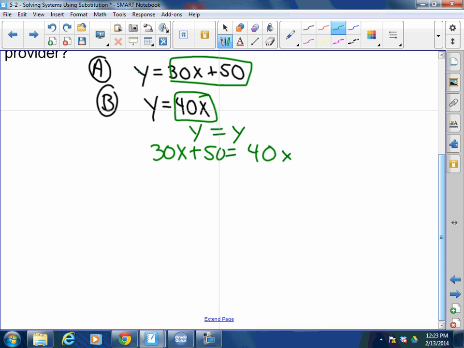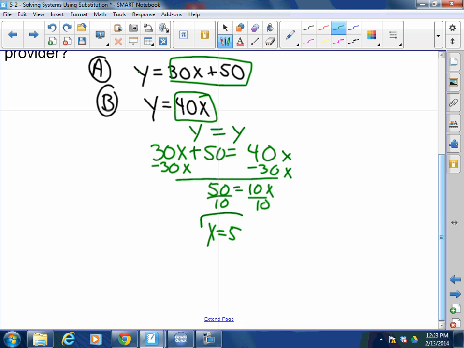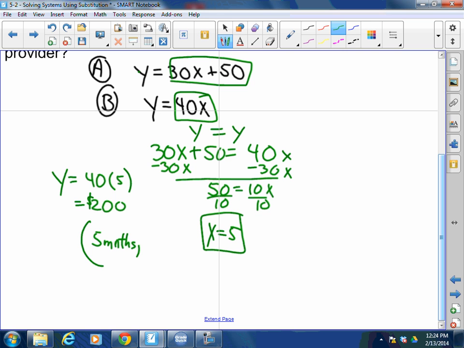And that's 50. So subtract 30x from both sides. 50 equals 10x. Divide by 10. X equals 5. Okay, remember, X is time. That's 5 months. So that's when they're going to break even. How much will it cost? Y equals 40 times 5. So Y will equal $200. So my solution: in 5 months, the cost of $200 will be the same for both companies.